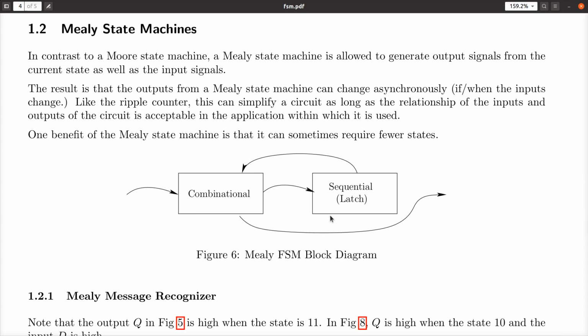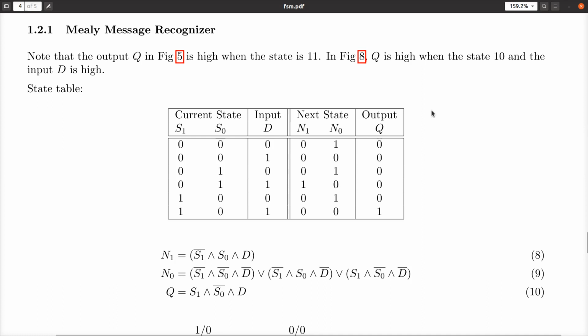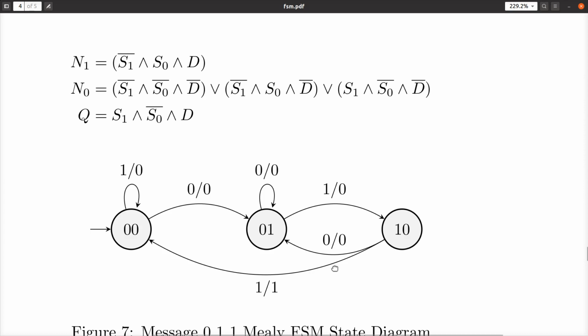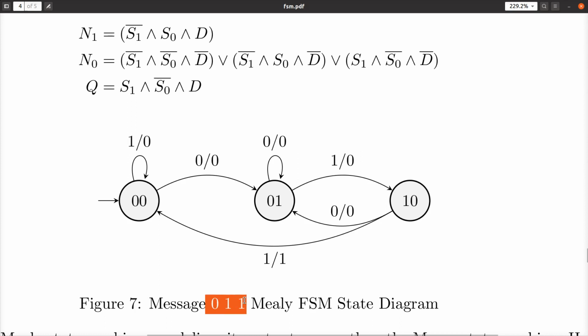Now let's look at the same exact message recognizer, one that will recognize a message that goes from 0 to 1 to 1. Notice this new state table has fewer states in it. This will be simpler. Let's look at our state machine diagram first and make sure we know the differences here. It's a little different than the Moore state diagram, even though we're recognizing the same exact message. This is a Mealy state diagram.